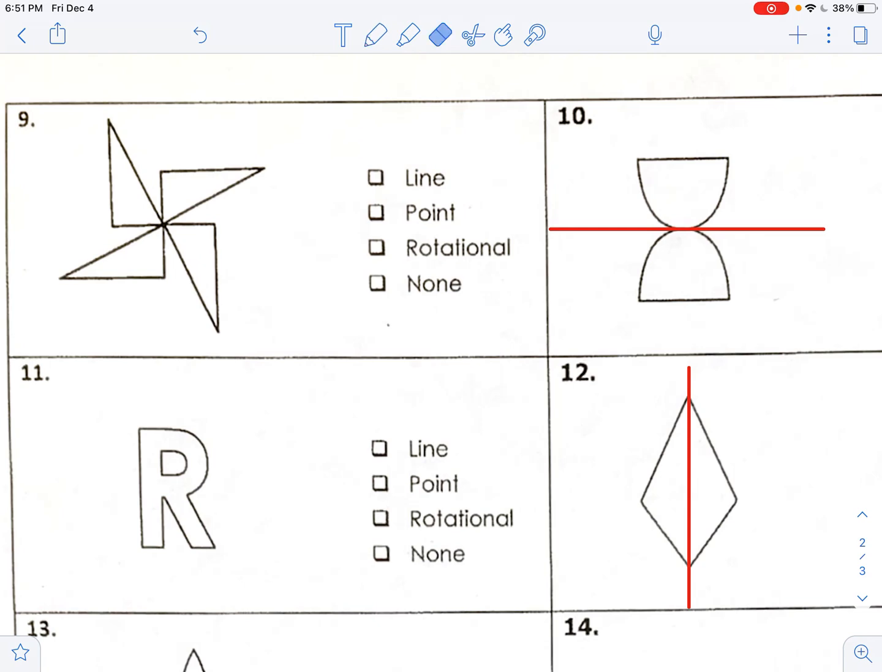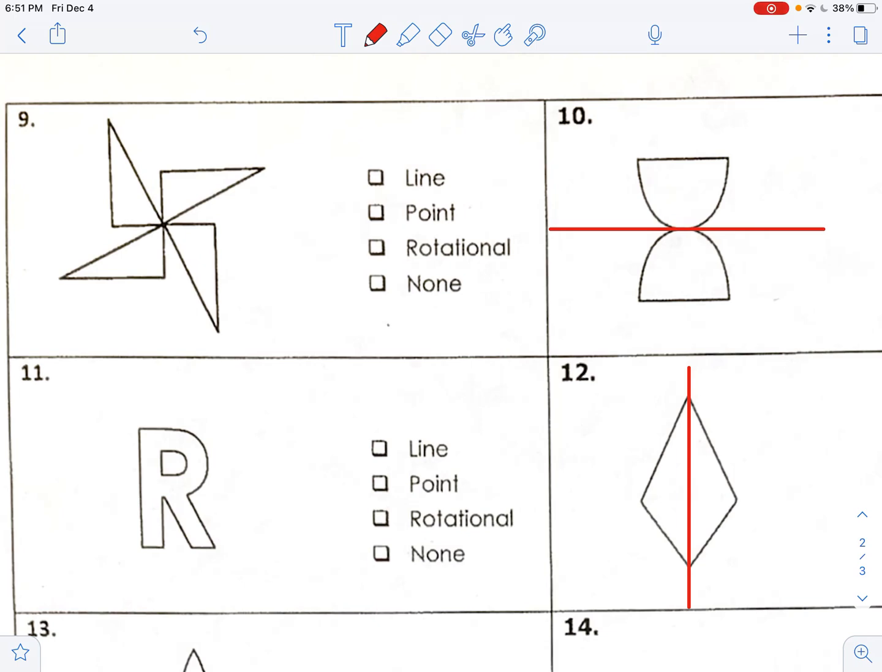It does not have line symmetry horizontally, because notice the top half would be much longer, or much taller, than the bottom half would be. It wouldn't match up perfectly. So that's my line symmetry.